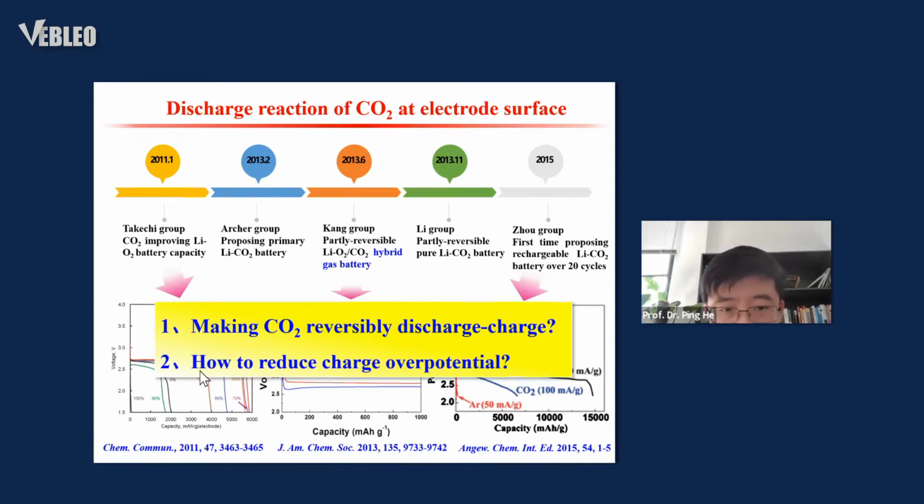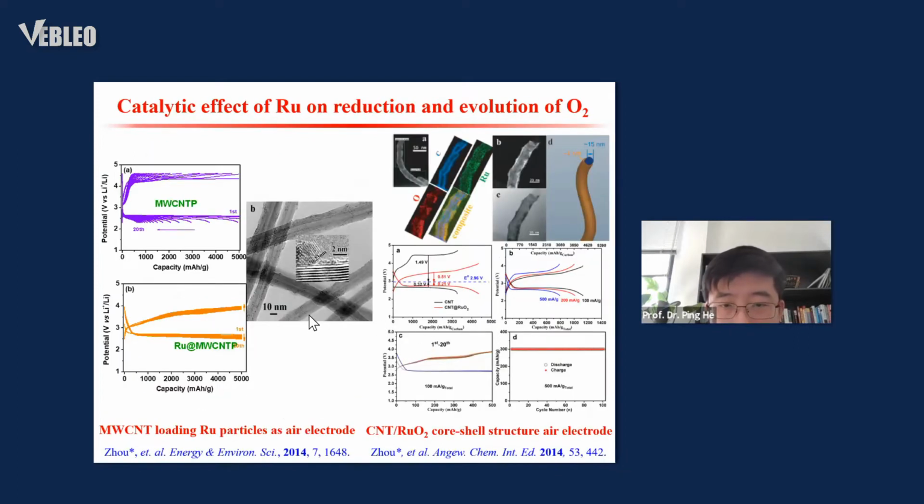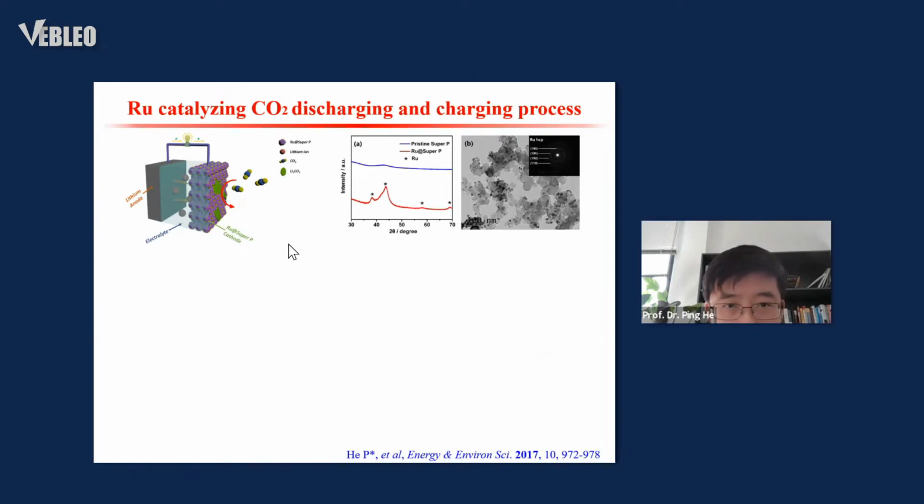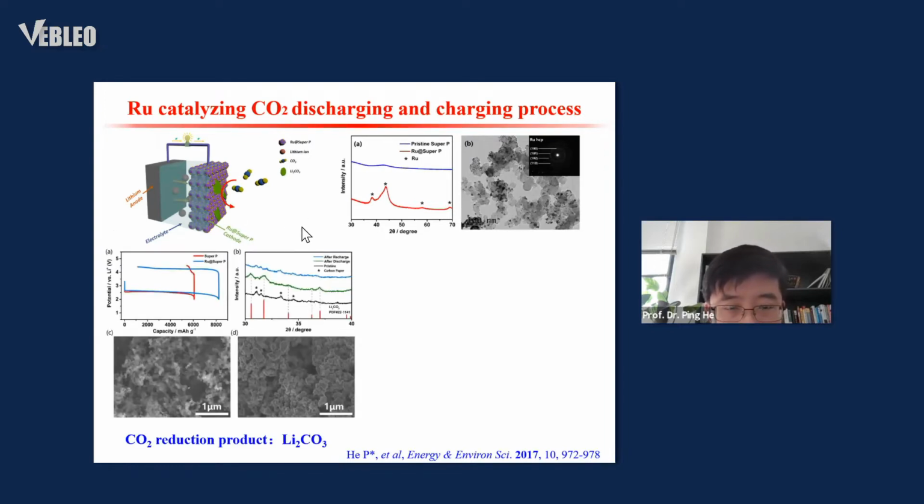The second problem is how to reduce the charge overpotentials. In the previous literature, we found the catalytic effect of ruthenium on the reduction and evolution of oxygen. So we thought that ruthenium may catalyze the carbon dioxide reduction and evolution. So we use this ruthenium catalyst in the lithium carbon dioxide batteries.